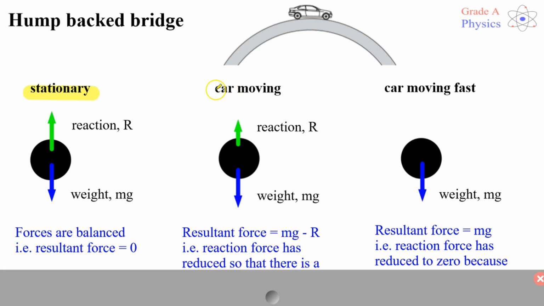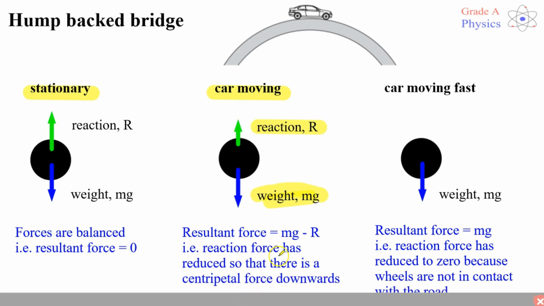So if we have a car moving at a relatively slow speed, then the weight downwards is still the same, that hasn't changed. But now, importantly, the reaction force acting upwards has reduced a little bit. Now it must reduce because we only have these two forces. So the combination of these two forces must provide a resultant force towards the center. We give a name to that as centripetal force.